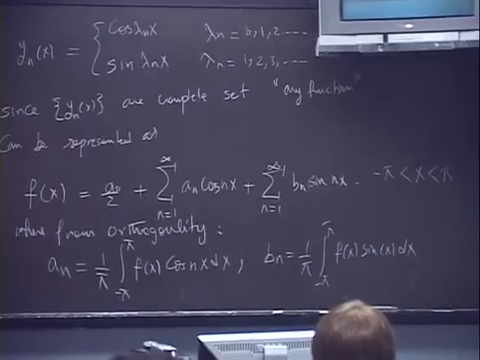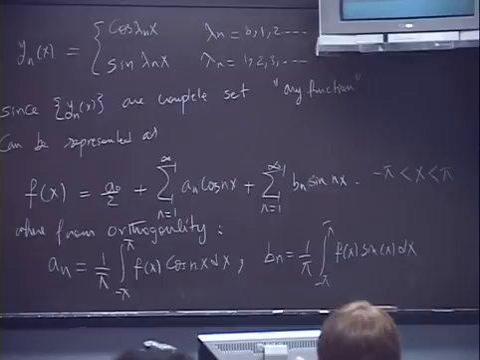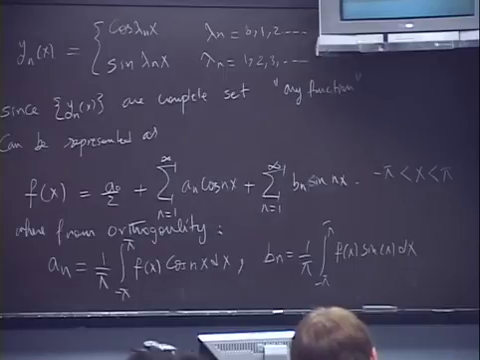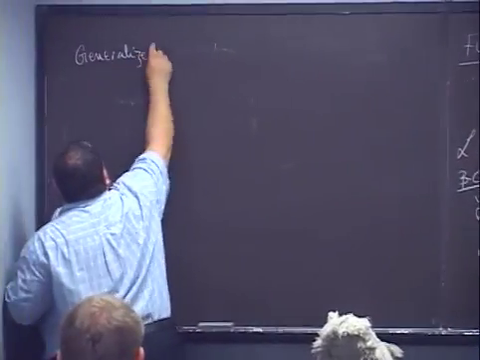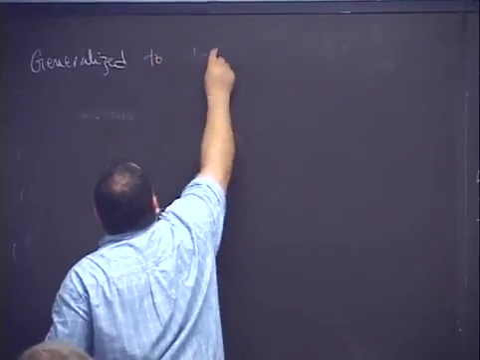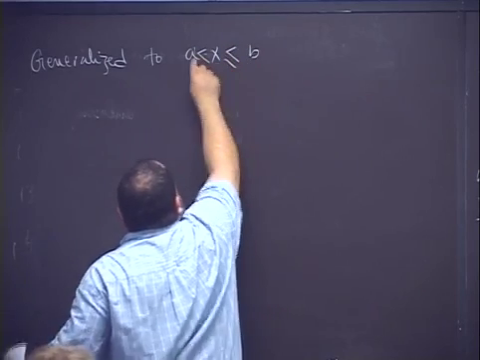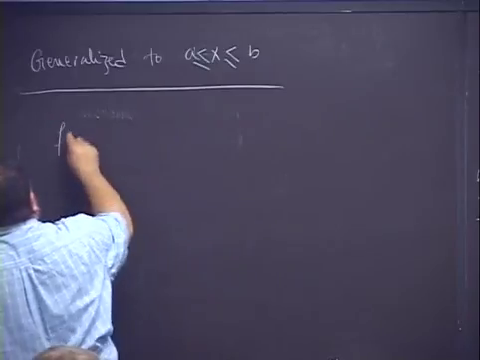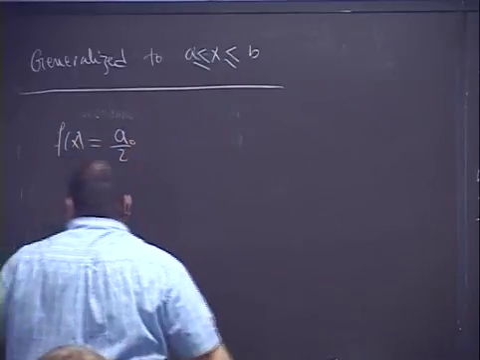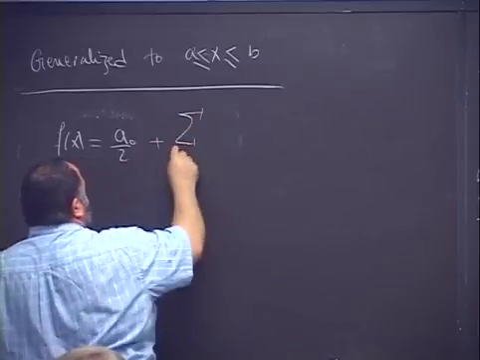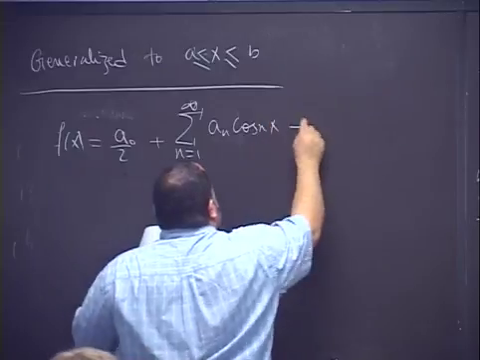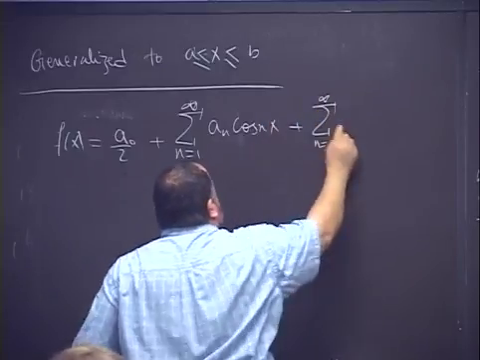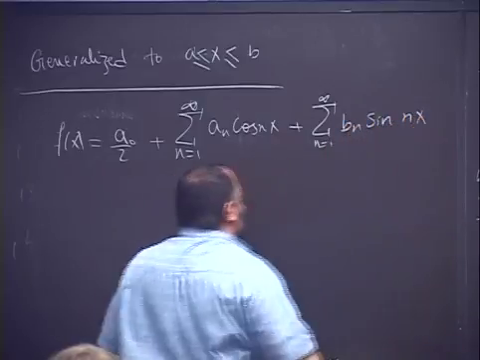So if you want to generalize for any period instead of just negative pi to pi, where x is greater than a and less than b, this will be f of x equal to a_0 over 2 again plus the summation from n equal 1 to infinity of a_n cosine nx plus the summation from n equal 1 to infinity of b_n sine nx.